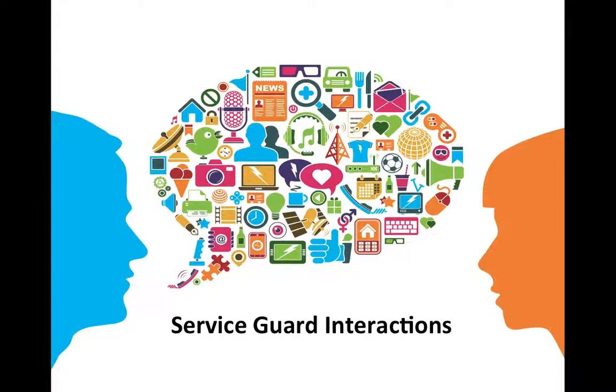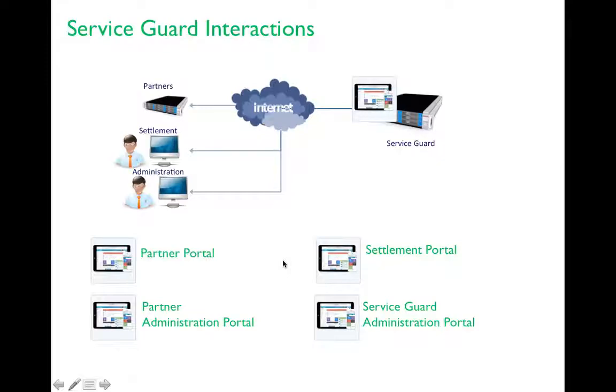We are quickly going to go through the four portals that are offered by Service Guard. We call them Service Guard interactions, which is where it is interacting with the outside elements and parties. So essentially Service Guard exposes four different portals. The first portal is for the partners.